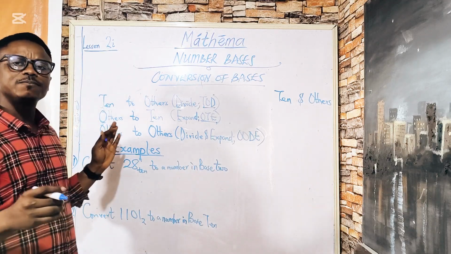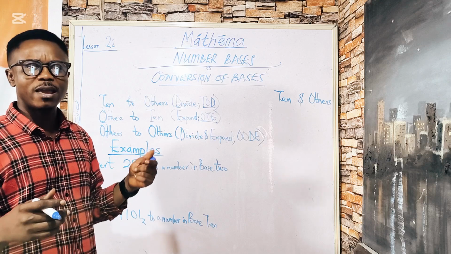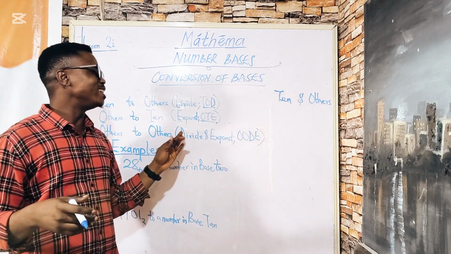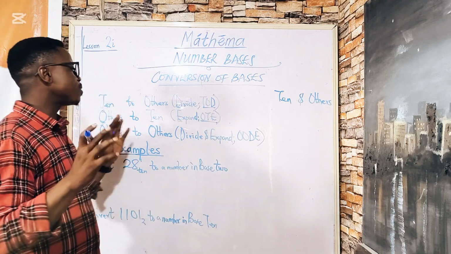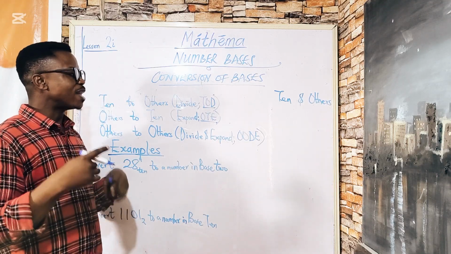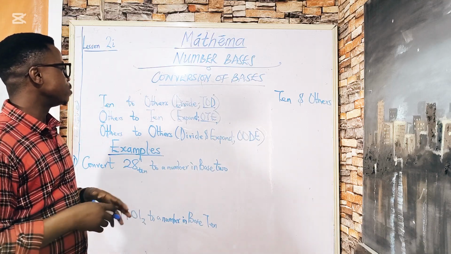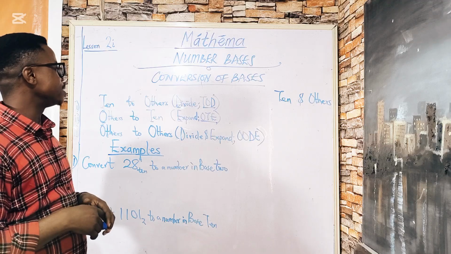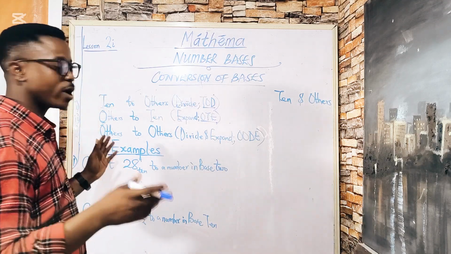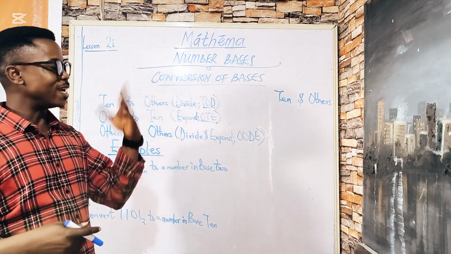Now when you're converting from others to others, for example, you're given a question to convert a number in base 4 to a number in base 5, what do we simply do? We divide and expand. The first thing we'll do is divide it, and then along the line we expand it. So we are doing two things when it is from others to others. We are both dividing and expanding at the same time.